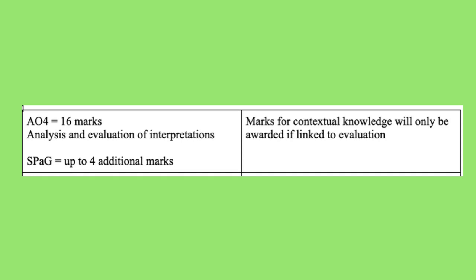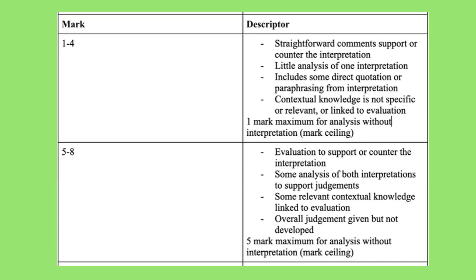The final 4 marks are awarded for your spelling, punctuation, and grammar. Here are the bottom 2 bands for this question. You might notice that we're seeing words like straightforward, little analysis, and not specific or not relevant. This might mean that you've maybe made statements to say, I agree with this interpretation, I don't agree with this interpretation, but you haven't really explained it in enough detail.